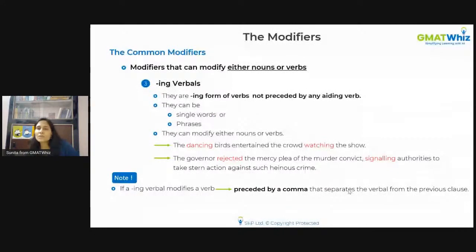The comma plus ing verbal means it's modifying the nearest verb. But if there is no comma separating the noun and the ing verbal, it means it is modifying the noun. As you can see here, this is modifying the noun. This is modifying the noun. However, here you have the comma plus the ing verbal, and you know that it is modifying the verb. Okay, guys, so that was the quick run-up about modifiers. And now we are going to delve deep into the 7 most commonly committed errors or mistakes on modifier questions.